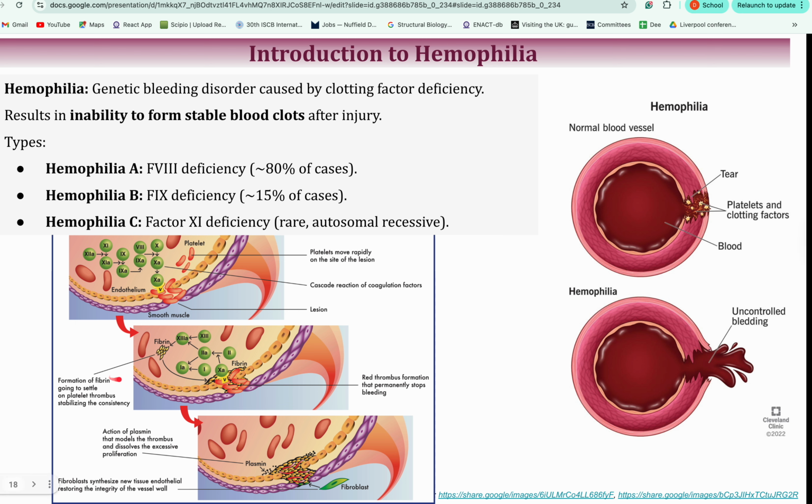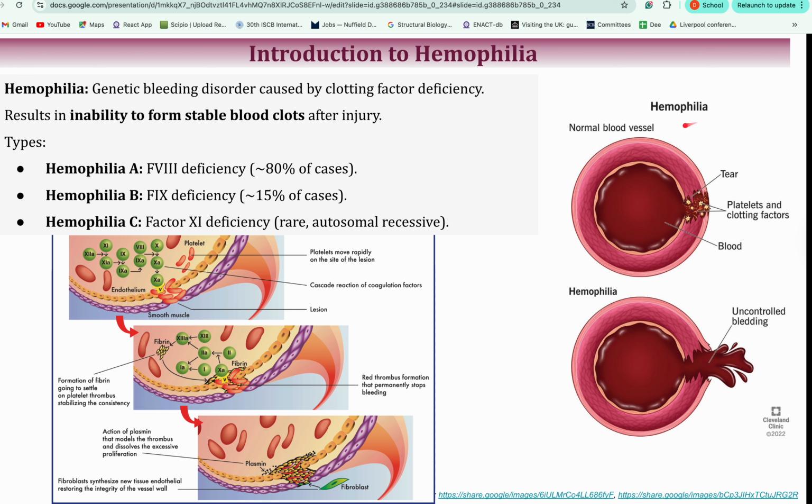Now there will be formation of fibrin, which will settle on the platelet thrombus, stabilizing the consistency. And this is the red thrombus formation that permanently stops the bleeding. And then comes the action of plasmin, which remodels the thrombus and dissolves the excessive proliferation. Then fibroblasts synthesize new tissue, and endothelial cells restore the integrity of the vessel wall. So this is how blood clotting takes place.